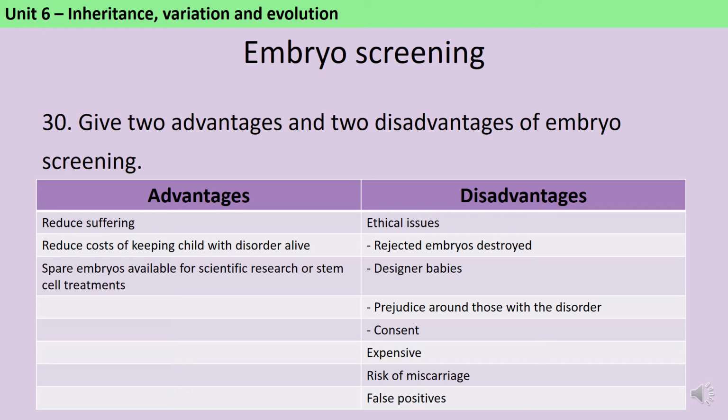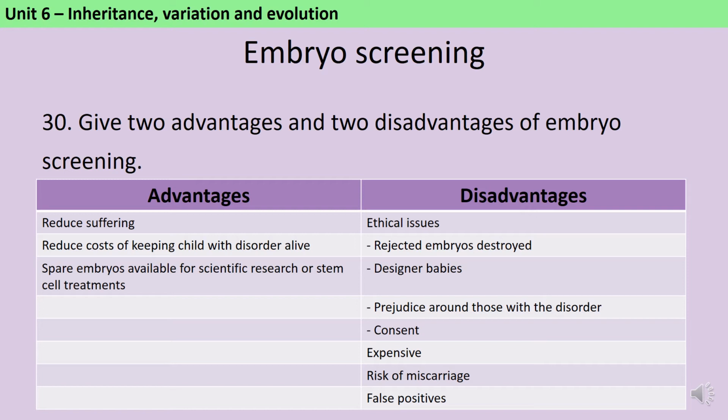When it comes up, embryo screening often forms the basis of an extended question where you're asked to evaluate both sides of the story and reach a conclusion. But these are meant to be purely factual recall questions, so we're just going to focus on what some of the advantages and disadvantages might be. The major advantage of embryo screening is that you're reducing the possibility of suffering. So you do embryo screening when there's a particular genetic disease that runs in the family, and what you're trying to avoid is having a child born who is going to have perhaps a very short life, perhaps a very poor quality of life, because they're born with a disease that is really going to restrict them and limit their life.